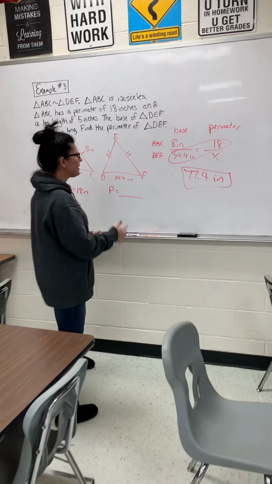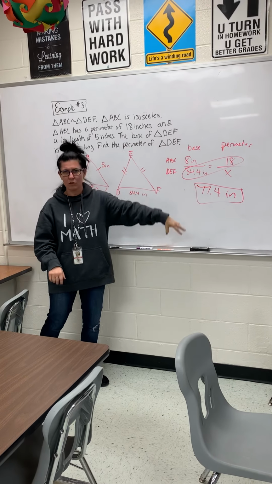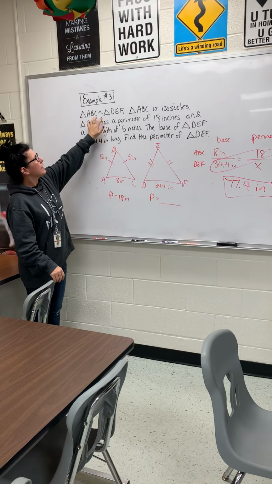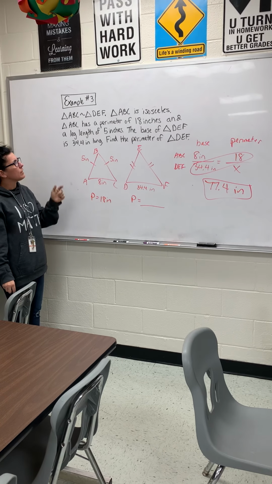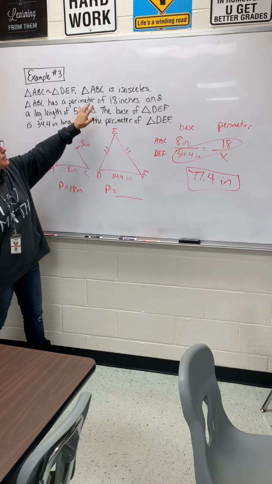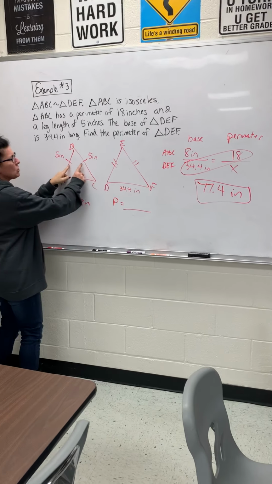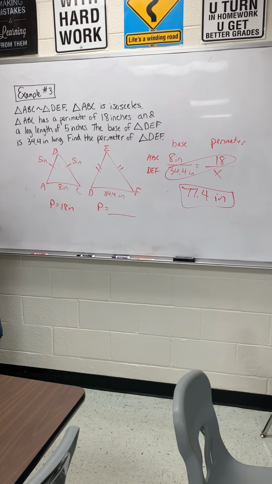This one did not give you a picture, so the black is what's given to you, the red is my work. The first statement is my similarity statement. It says triangle ABC is similar to triangle DEF. ABC is isosceles, so I put these two markings on here. Isosceles means that I have two sides congruent.